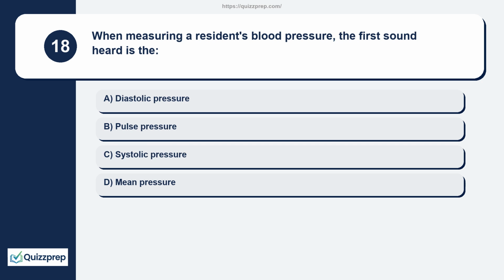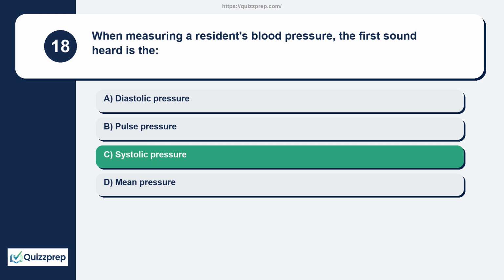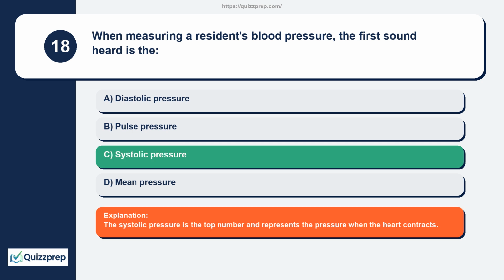Question 18. When measuring a resident's blood pressure, the first sound heard is the diastolic pressure, pulse pressure, systolic pressure, or mean pressure. The systolic pressure is the top number and represents the pressure when the heart contracts.